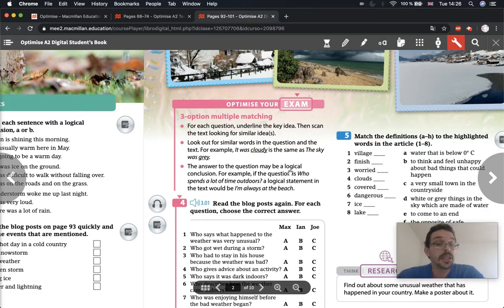The answer to the question may be a logical conclusion. For example, if the question is, who spends a lot of time outdoors? A logical statement in the text would be, I'm always at the beach. So if somebody in the text says, I'm always at the beach, that means that they spend a lot of time outdoors. It's just taking the same information and saying it in a different way.